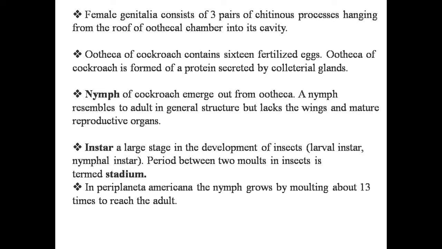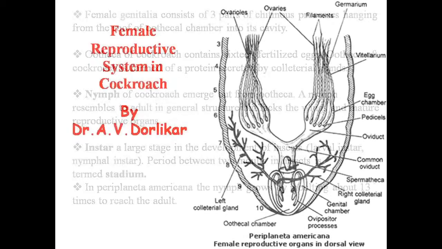A nymph resembles the adult in general structure but lacks wings and mature reproductive organs. The instar is a stage in the development of an insect, that is, the larval instar or nymphal instar. The period between two molts in an insect is called a stadium. In Periplaneta americana or cockroach, the nymph grows by molting about 13 times to reach adulthood.